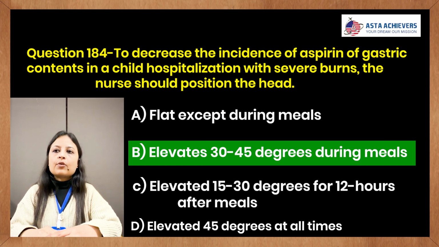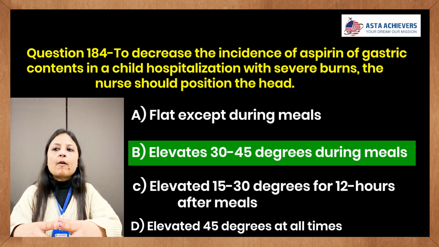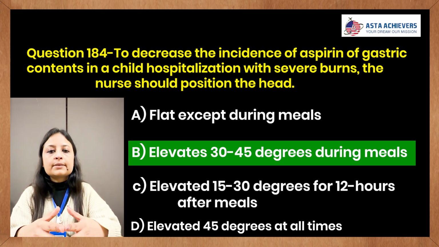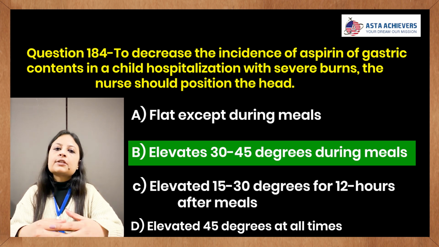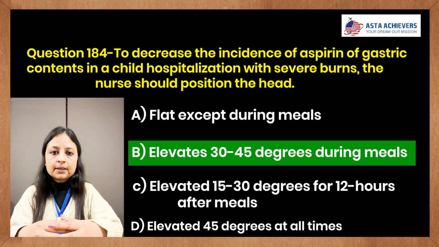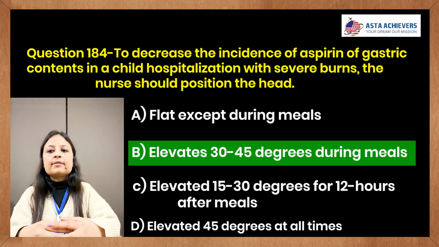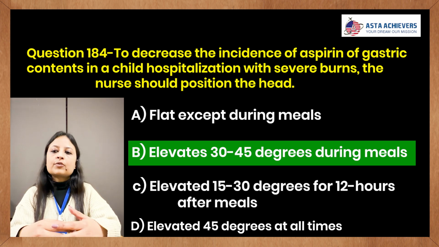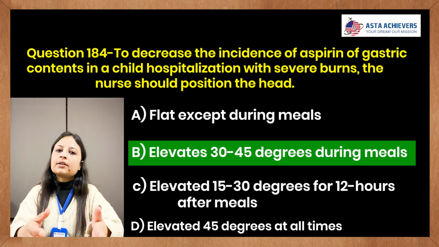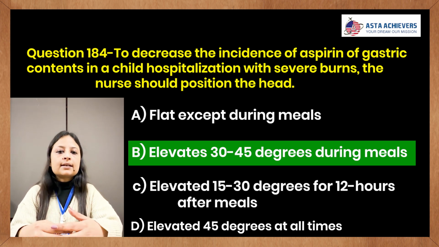Question 184. To decrease the incidence of aspiration of gastric content in a hospitalized child with severe burns, the nurse should position the head of the child how? Option A, flat except during the meal. Option B, elevate 30 to 45 degrees during meal. Option C, elevated 15 to 30 degrees for 12 hours after meals. And option D, elevated 45 degrees at all times. So option B, elevate 30 to 45 degrees during meal, is the correct answer.